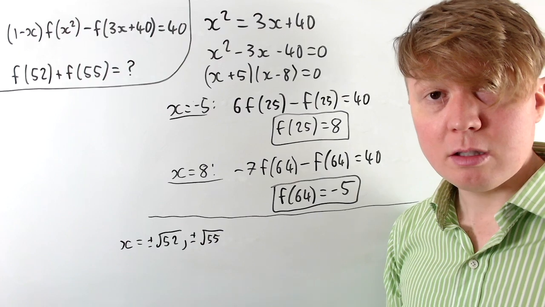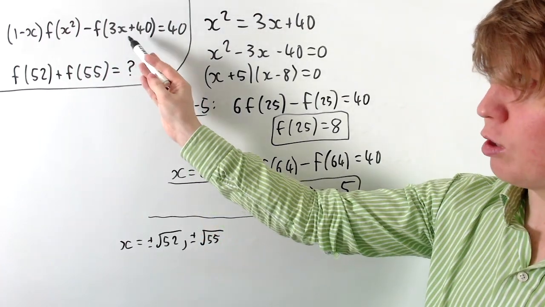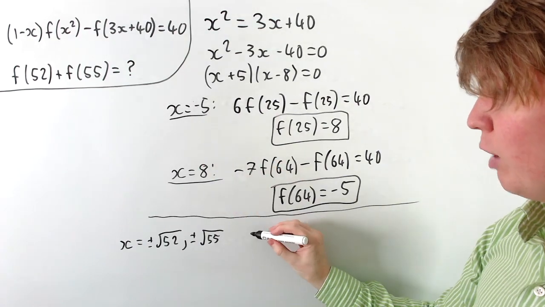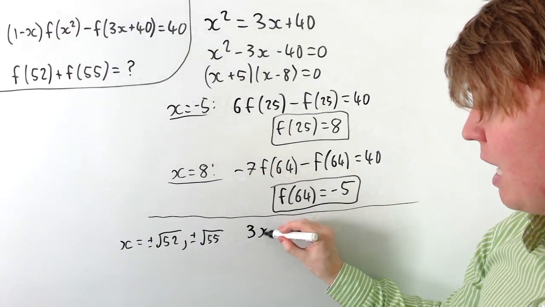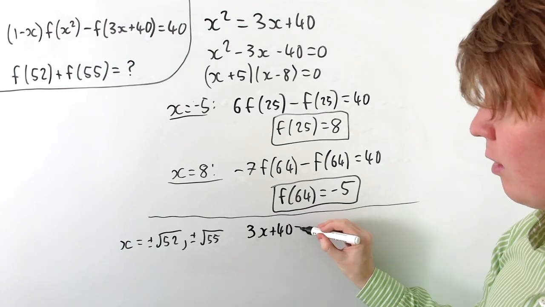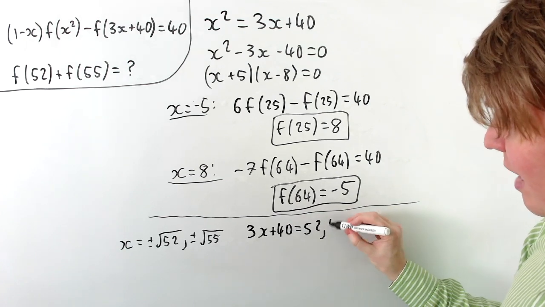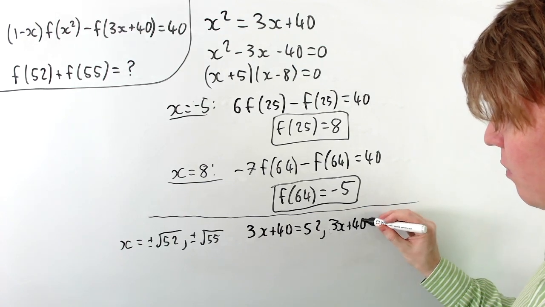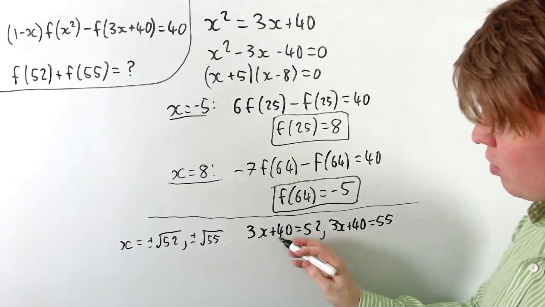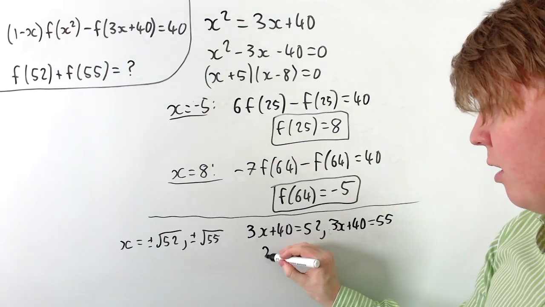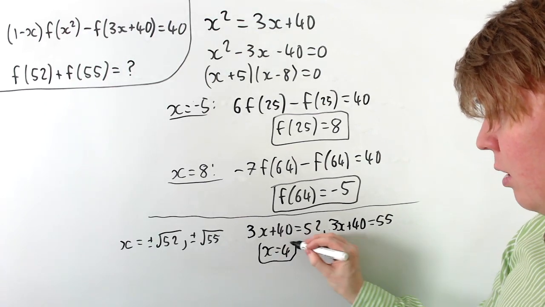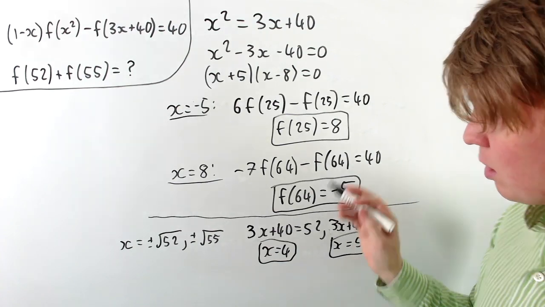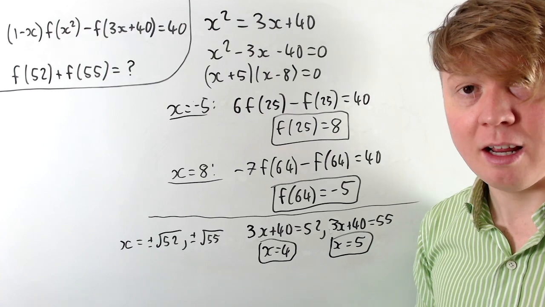So let's try a slightly easier approach first, which would be to replace our 3x plus 40 by 52 and 55. So we'd be solving the equation 3x plus 40 first of all equals 52, and then also trying to find the value of x so that 3x plus 40 equals 55. Solving each of these equations, the first one is x equals 4, and the second one is x equals 5.